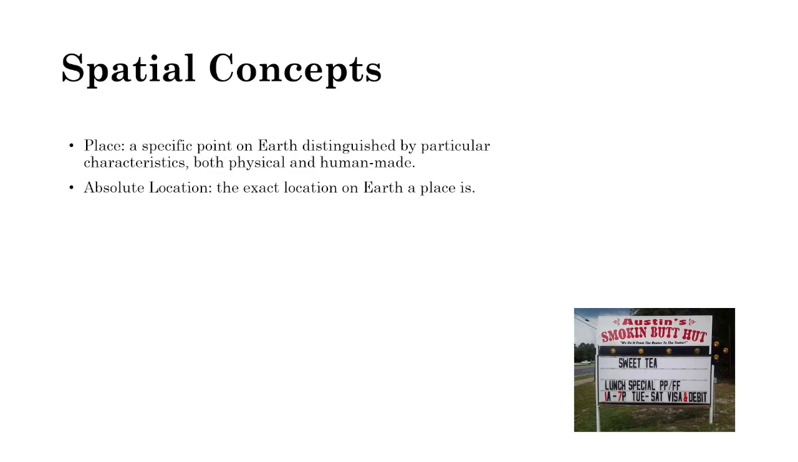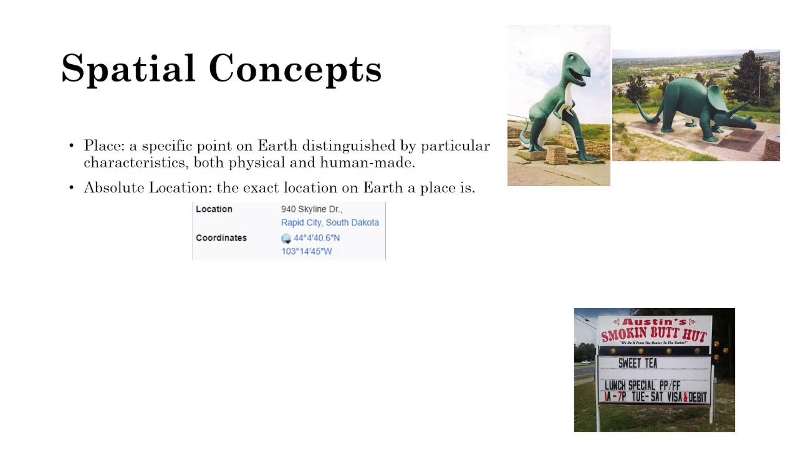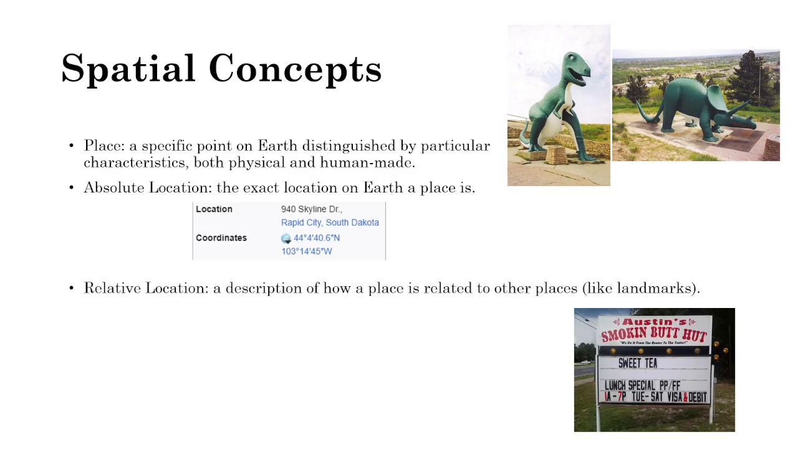Absolute location. We've learned about this before. It's just the exact location on Earth. So it could be something like an address, or it could be the coordinates. So here I have the address and coordinates to Dinosaur Park in South Dakota, because I just wanted something cool to show you. Then we have relative location, which is a description.